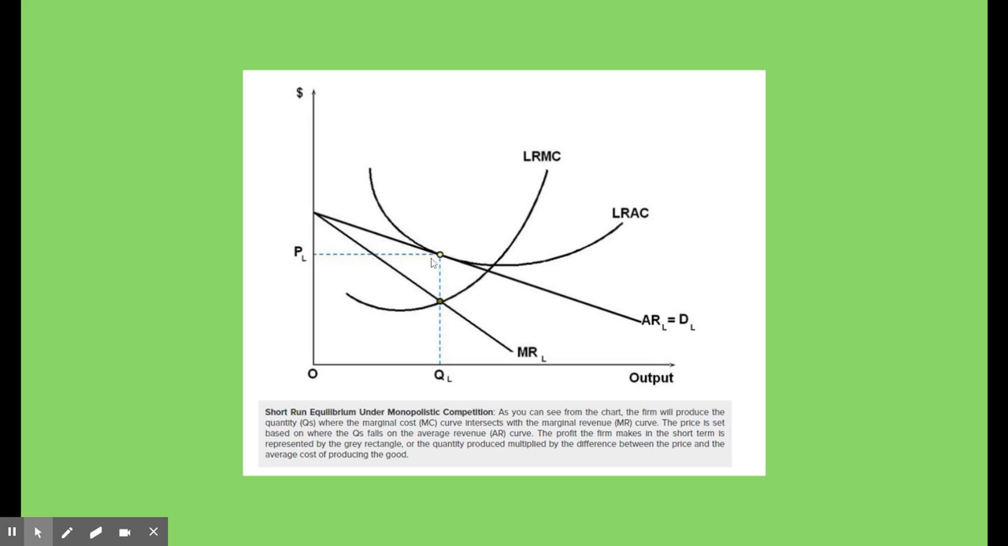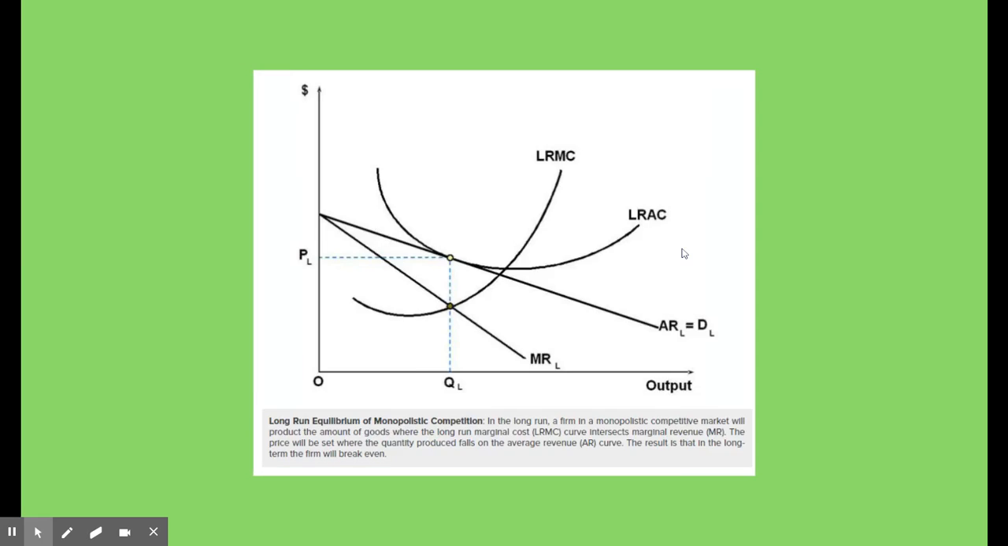And the reason why it's so slim is because they do have a little bit of control. Because if you're the producer of this special blue jeans, you can charge a little bit more, but not a lot more, because then you'll lose the customer, because their love of your particular design isn't great enough for them to pay an enormous amount of money.